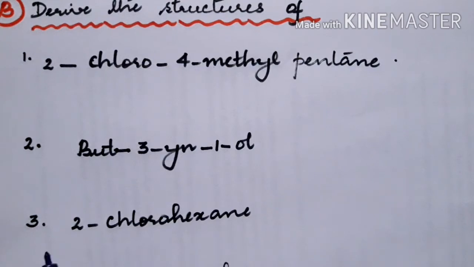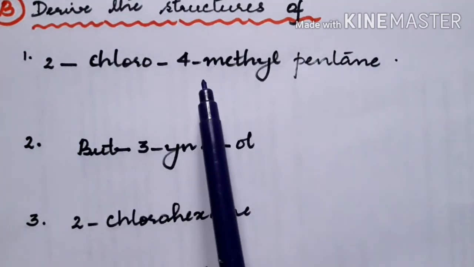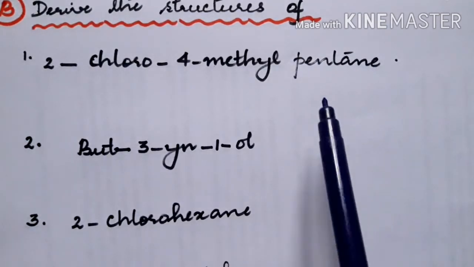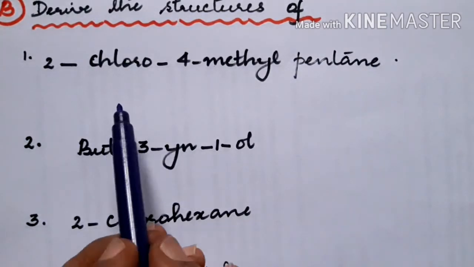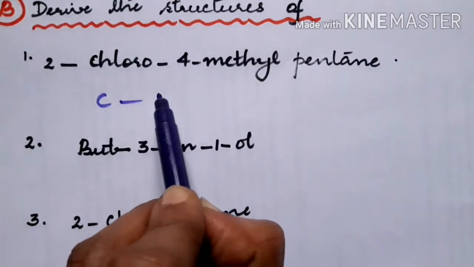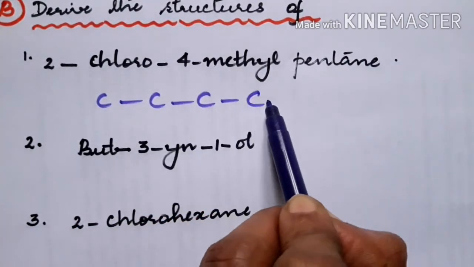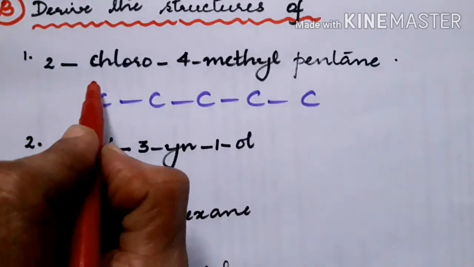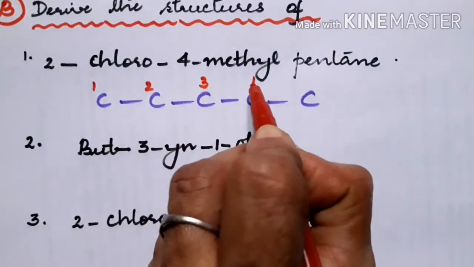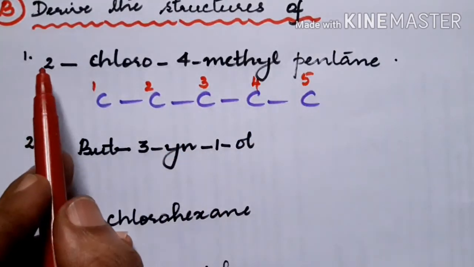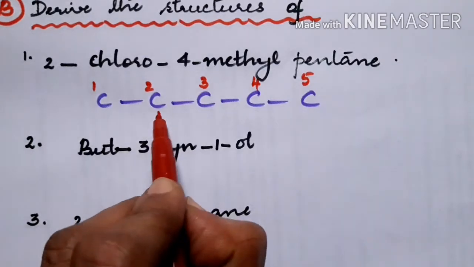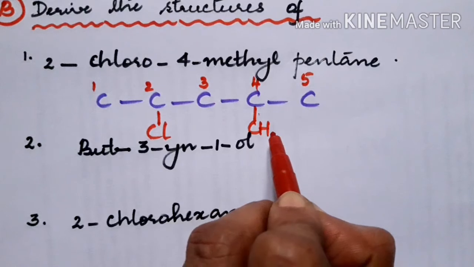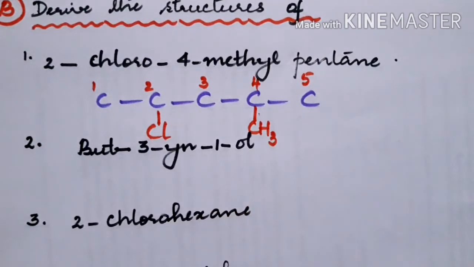So first compound has the name 2-chloro-4-methylpentane. So how many carbons are present in the compound? There are 5 carbon atoms. So first write 1, 2, 3, 4, 5 carbons. Number it. How many numbers are there? 1, 2, 3, 4, 5. Second position we have chlorine group. Fourth position we have methyl group. The rest fill up hydrogens.